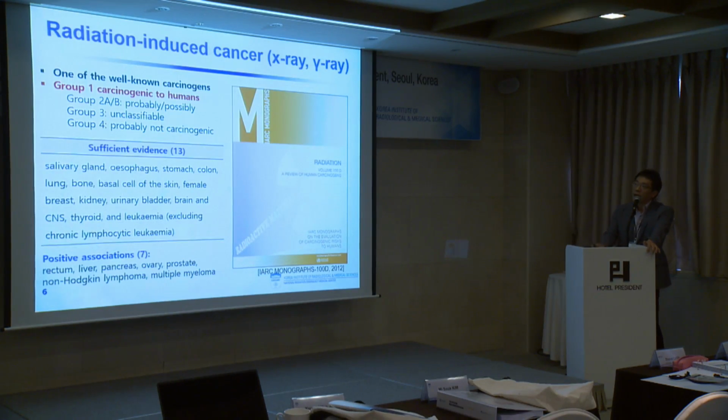IARC evaluated some cancers associated with radiation. They evaluated 13 types of cancer with sufficient evidence, like stomach, colon, lung, and bone, and also 7 types of cancer with positive association. But basically, it is very difficult to verify which cancer is not associated with radiation. So we consider all types of cancers for radiation epidemiology studies.